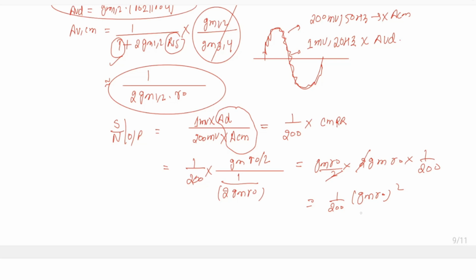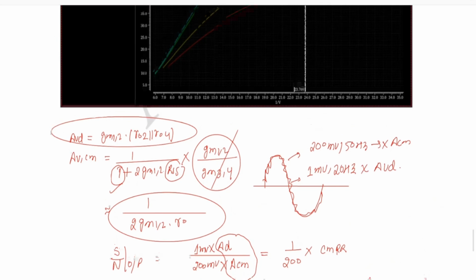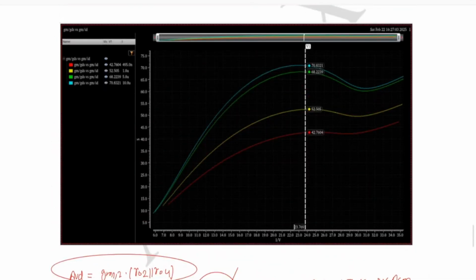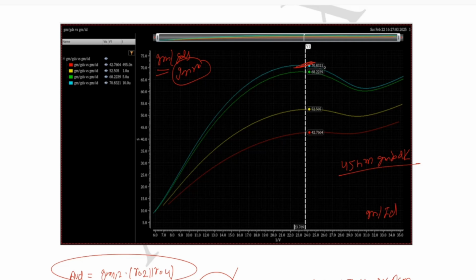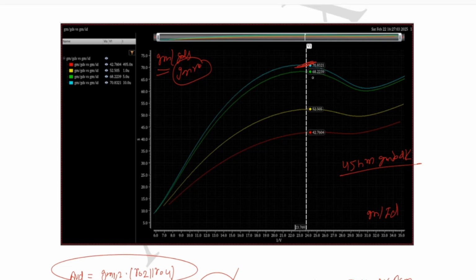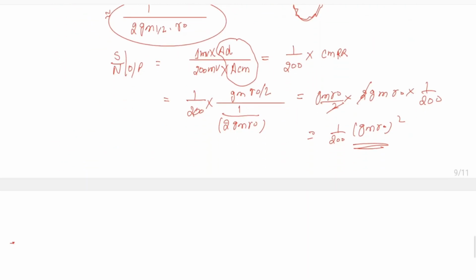Now here I have taken one example of 45 nanometer GPDK. So I have plotted gm by gds versus gm by ID. Here gm by gds is nothing but gm R0, so this is the intrinsic gain of the transistor. Maximum I can see here is 70.83, and this is 68.2239. So I am taking just a rough approximation as 60. So I am taking a value of 60.